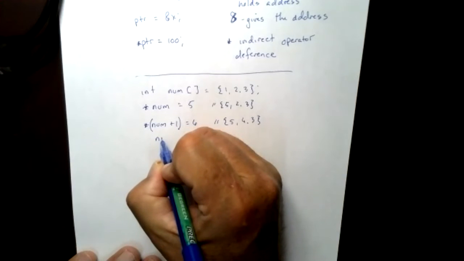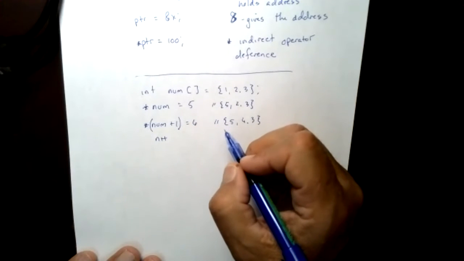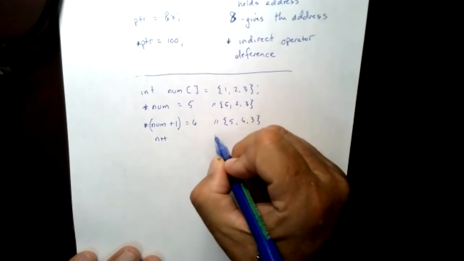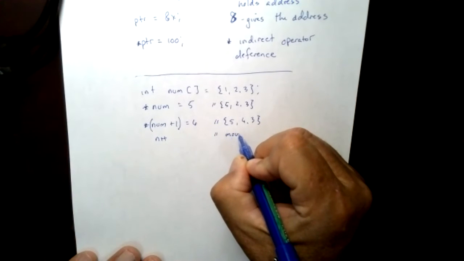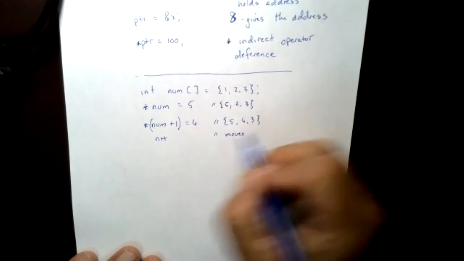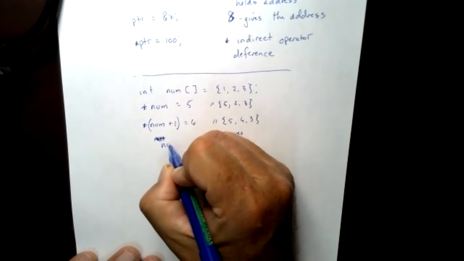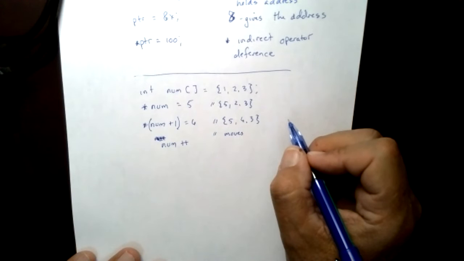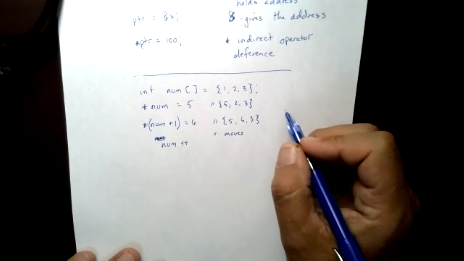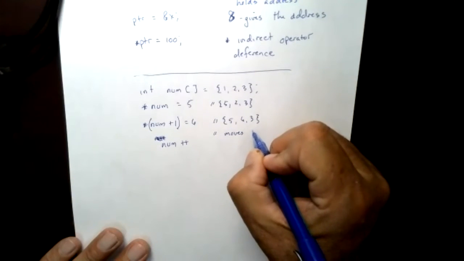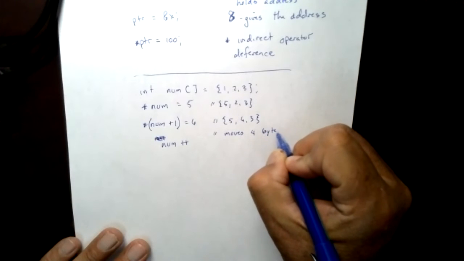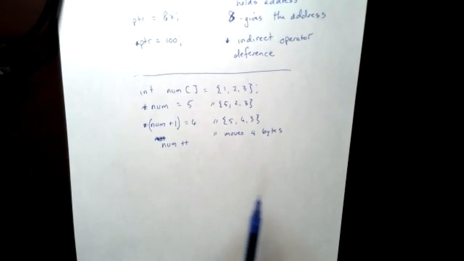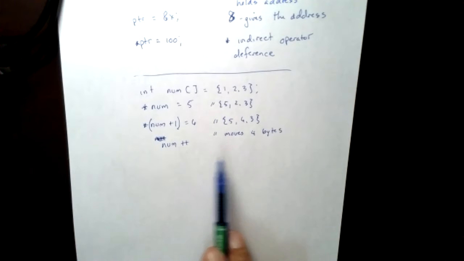What if I did num plus plus? What would that do? Num plus plus moves me to the next level. Yeah, that moves me 4 bytes. It moves over to the next number. In this case, it moves the address where the pointer is over 4 bytes.